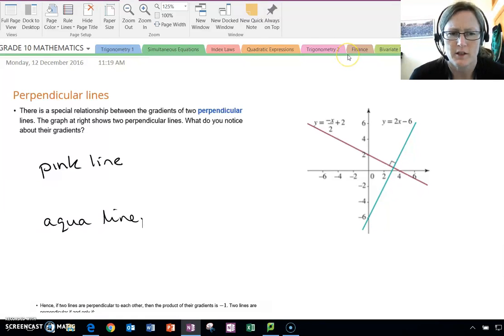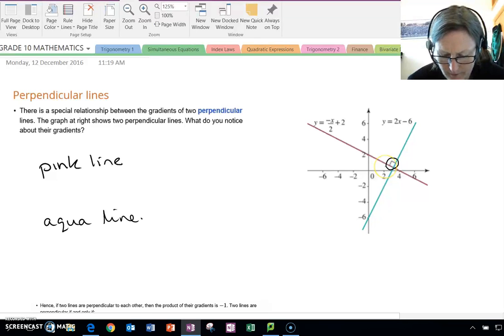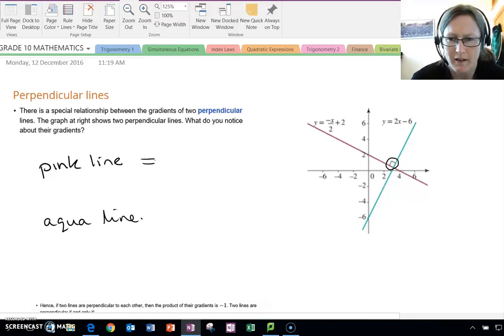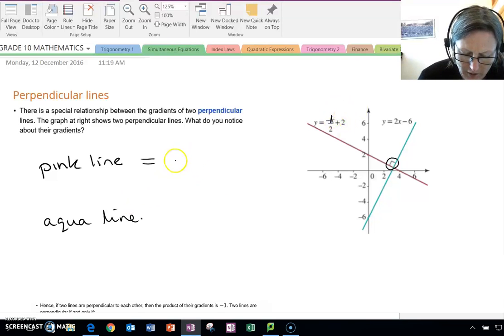Let's look at the relationship between the gradients of two perpendicular lines. Perpendicular lines are lines that are at right angles to each other. Let's look at the pink, reddish line here. What is the gradient of that line? The gradient is the number in front of the x. So in this case, just put yourself a 1 in there so you don't get confused. The gradient of the pink line is -1/2.